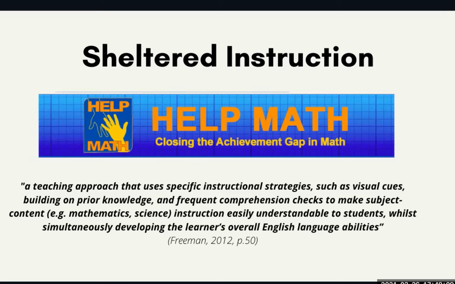Sheltered instruction refers to a teaching approach that uses specific instructional strategies such as visual cues, building on prior knowledge, and frequent comprehension checks to make subject content instruction easily understandable to students, while simultaneously developing the learner's overall English language abilities. Findings implicated that the use of this technological math intervention was an engaging means of instructional support that not only led to mathematics achievement gains, but also gave confidence to students who might previously have been excluded from math learning because of language barriers.